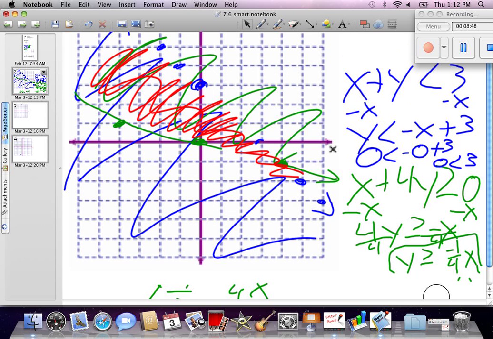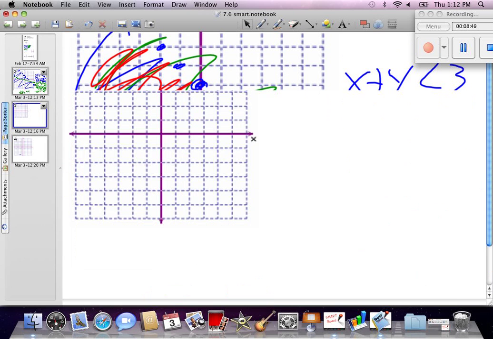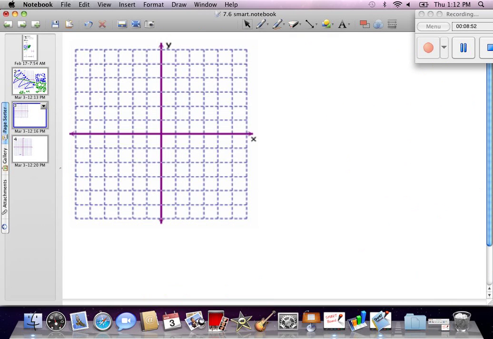Let's try another one. Hopefully, I'm going to try to do this in different colors so you can see the difference. Okay. We've got y is less than 2. So I go to my y-axis, and I'm going to put a dotted line, because it's not underlined, at 2. Okay, now I'm going to shade with blue. Is 0 less than 2? Yes, so I'm going to shade underneath. Real light.